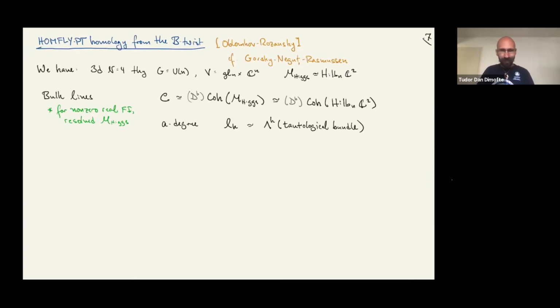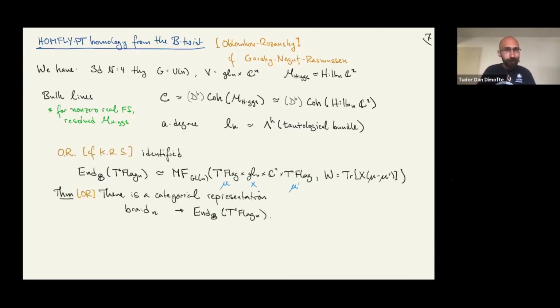Then I said before that the line operator we had stuck in had to do with exterior powers of the tautological bundle. Now I literally mean that as a coherent sheaf. So as an object in the category of bulk lines, that line operator in the middle is the kth exterior power of the tautological bundle.